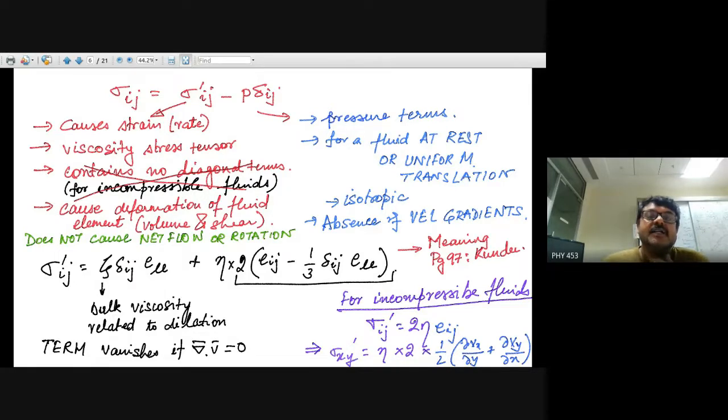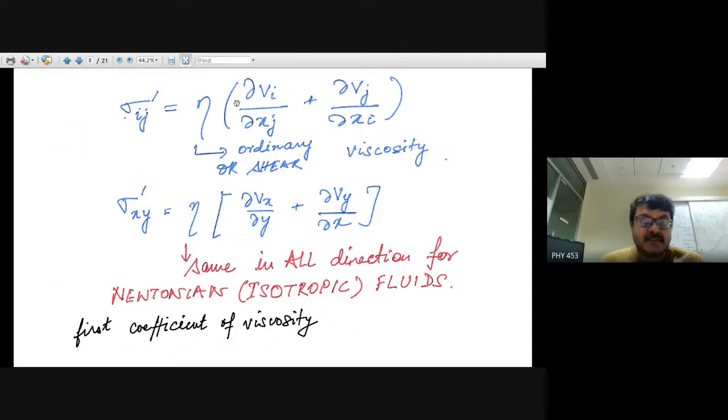because thermodynamic pressure is defined only for a fluid at rest or uniform translation. So we will be basically focusing, even last time, on sigma dash ij, because we do have an understanding of this isotropic pressure, and we had written down at the end of the class the shear, the off diagonal parts of the sigma dash ij, right? The part which is related to relative motion between different layers of the fluid.